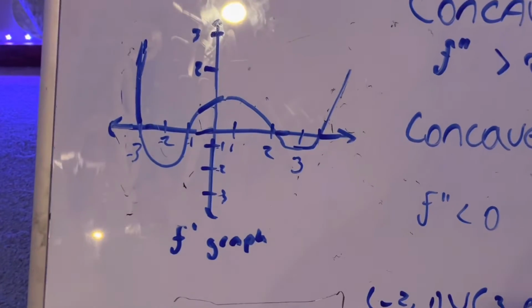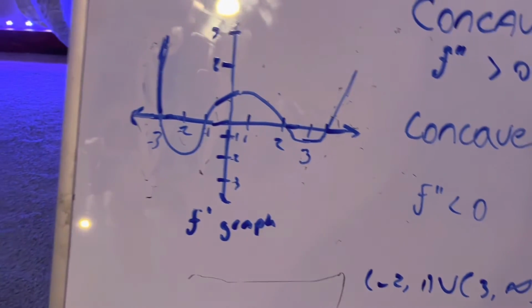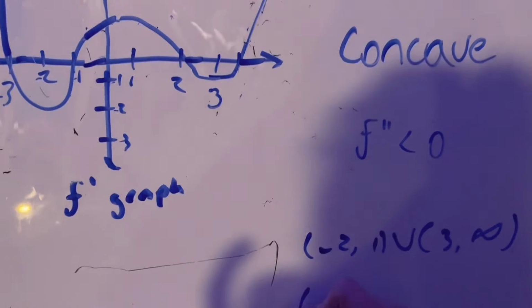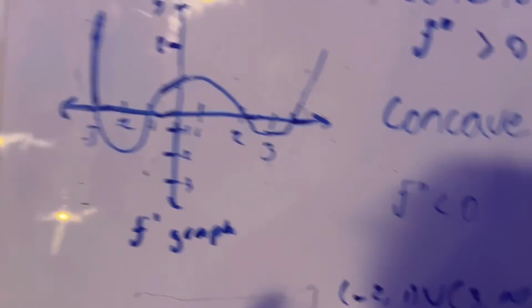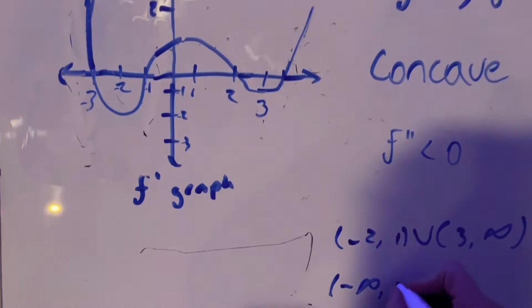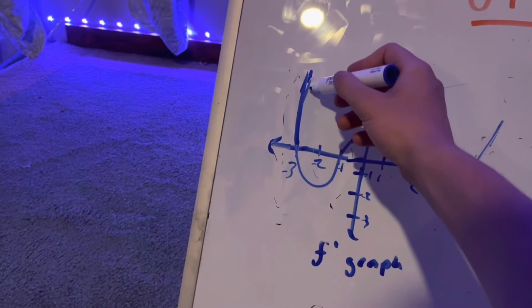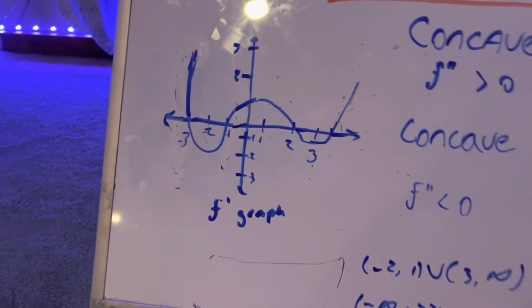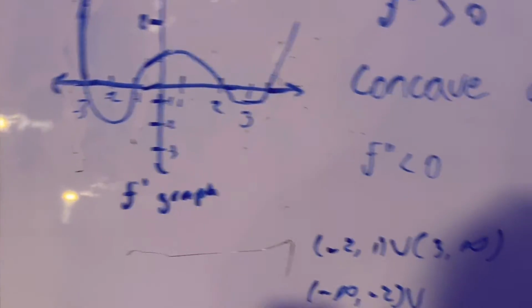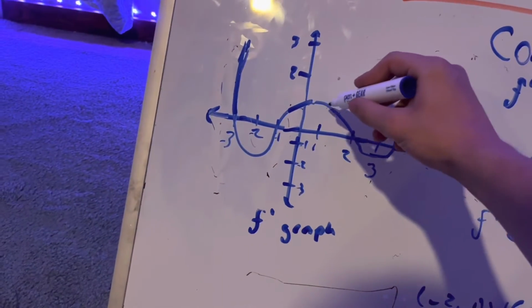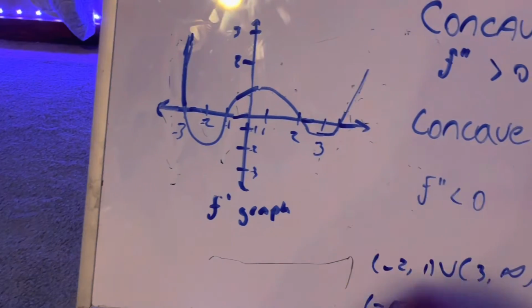All right, so then if we wanted to label where our graph is concave down, we would say from negative infinity to negative 2, because we see that it is concave down to 2. And then from 1 to 3, because it is also, again, dipping down again to 3.